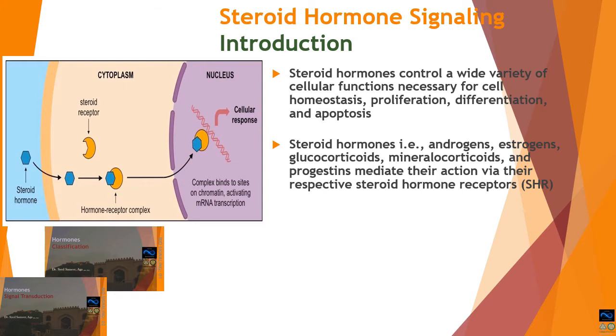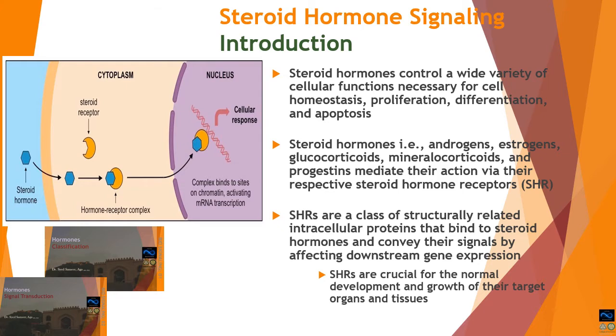A particular thing about these steroid hormone receptors is that they are structurally intracellular proteins. They are not expressed on the surface of a cell, but are present within the confines of the plasma membrane, in the cytoplasm or in the nucleus of the cell. They are crucial for the normal development and growth of their target organs and tissues, because they help in downstream gene expression by activation from the steroid hormones after binding to them.